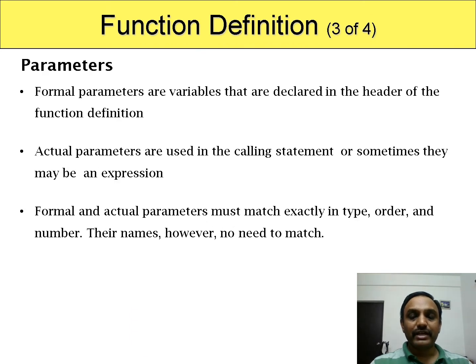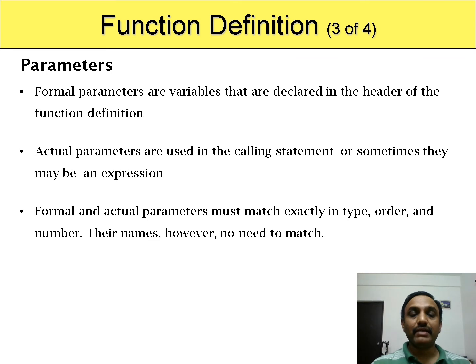Mainly, we have two types of parameters. The first one is formal parameters, the second one is actual parameters. The formal parameters are the parameters used in the function definition. These are variables which you are using in the function definition, and those are called formal parameters or formal arguments. In the function calling, the arguments or parameters you are using are called actual parameters.